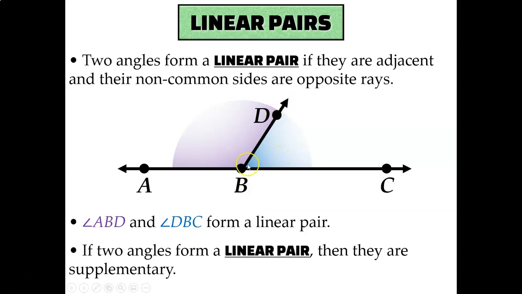Linear pairs are adjacent angles whose non-common sides are opposite rays. So angle ABD and angle DBC in this diagram are a linear pair because they share side BD, and their non-common sides, BA and BC, are opposite rays. And since those two angles are a linear pair, we know that they're supplementary.